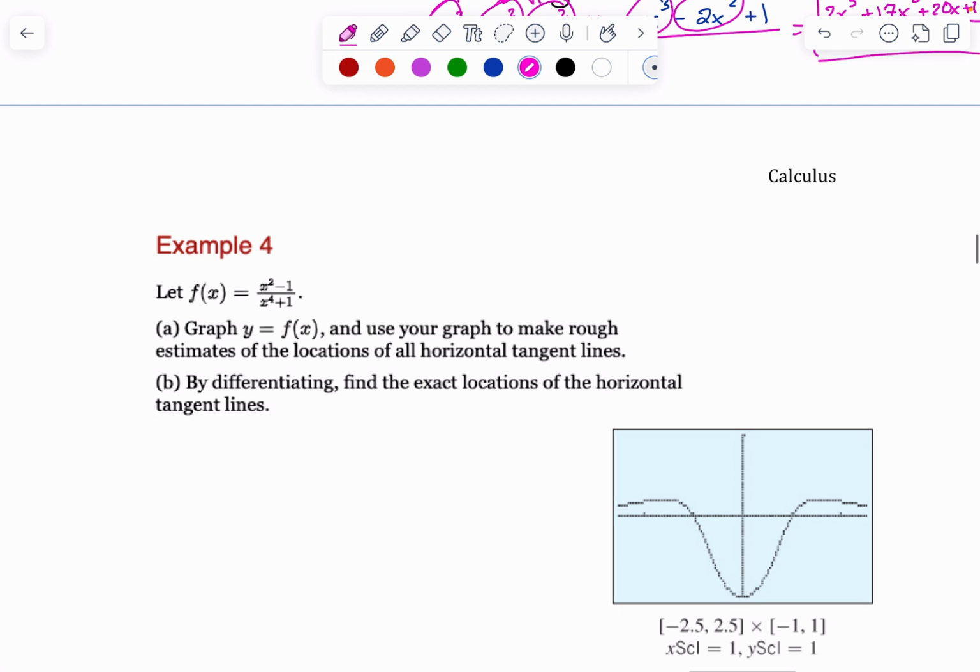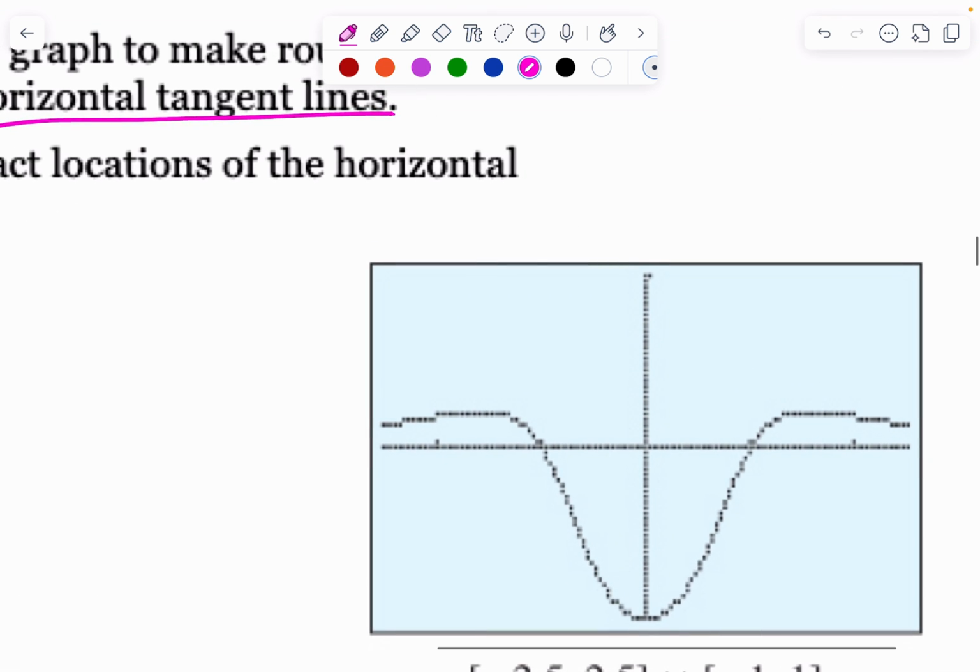Example 4 wants us to do a little bit more, and they say graph f of x, which they've already got done here, so that's already done for you. And use your graph to make rough estimates of the locations of all horizontal tangent lines, okay? Remember, a tangent line is a place where it touches at only one place, and I want horizontal to look like this, so I want them to be that little flat bar that's only going to touch at one spot.